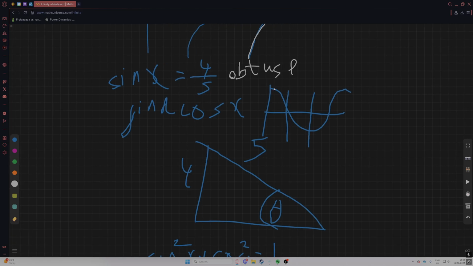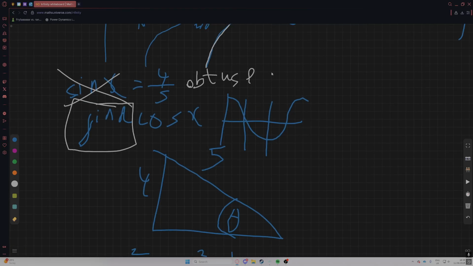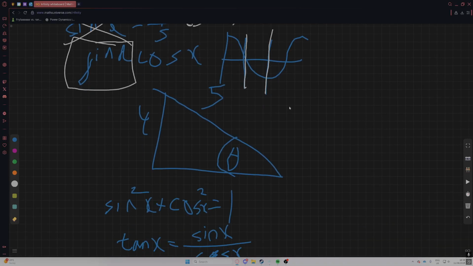What you do first, you draw the graph of what you're trying to find, not the original one, and you see that the obtuse range is from 90 to 180. So you draw the lines here. This is 90, this is 180. You see the cos graph is fully negative, so we know that our answer is going to be negative.